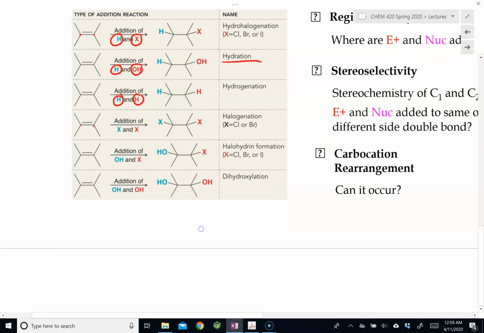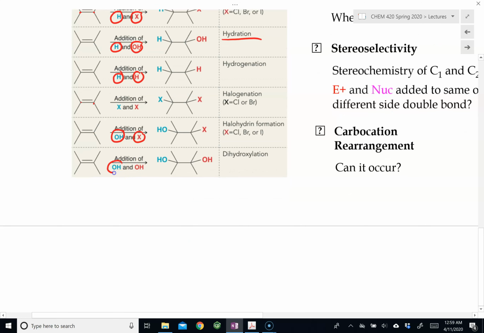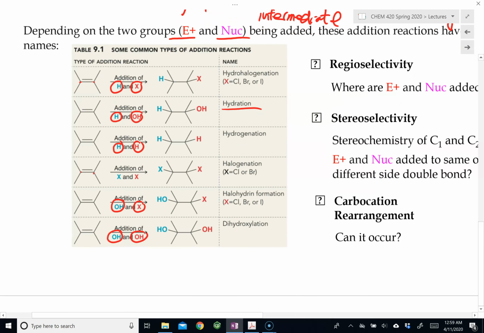And we can also have halohydrin formation, in which we have an OH and a halogen being added across the double bond. And if two hydroxy groups are added to the double bond, this is referred to as a dihydroxylation reaction. So all of these are collectively referred to as addition reactions of alkenes, where different groups are being added to the carbon-carbon double bond.